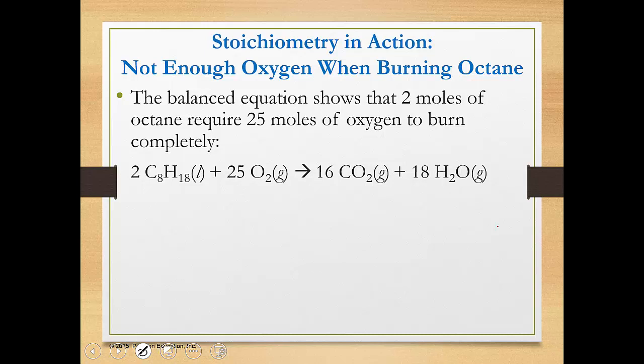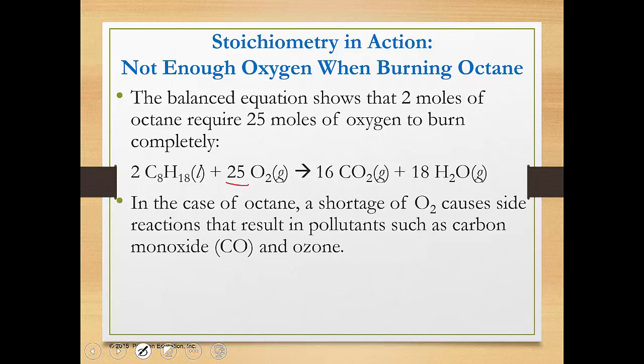Now, let's look at another example of this. What if we don't have enough oxygen when we're burning our octane? The balanced equation shows that if we have 2 moles of octane, we require 25 moles of oxygen in order to completely combust that reaction. Now, if you don't have enough oxygen, other things happen. You do get other products, but we're not going to go into that. We're just going to assume that we may not have enough.